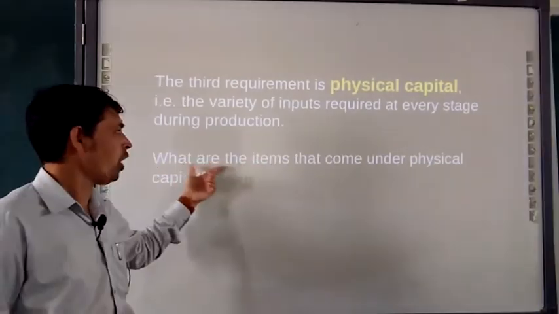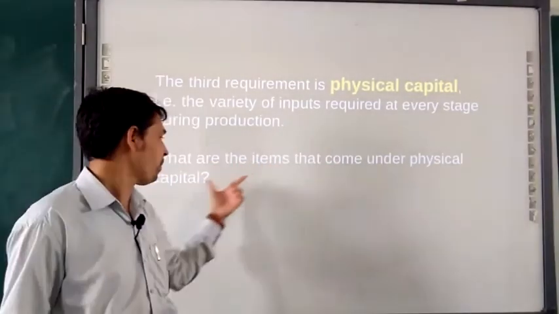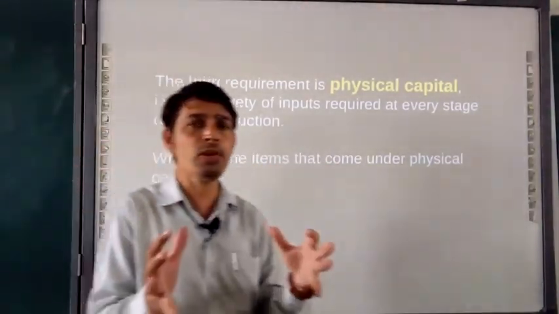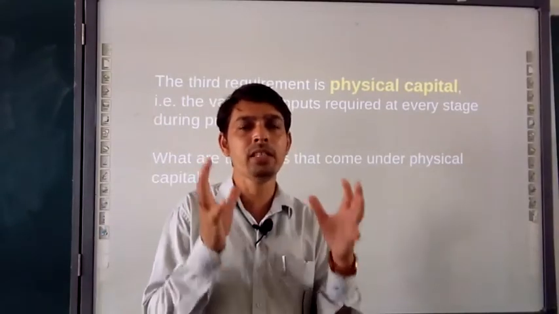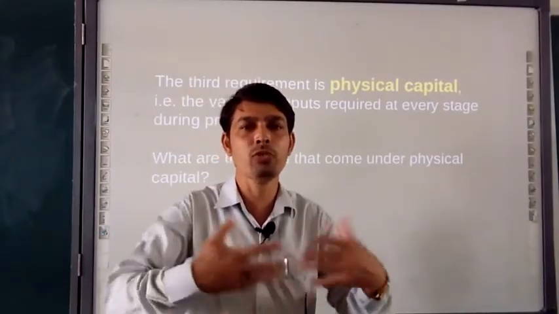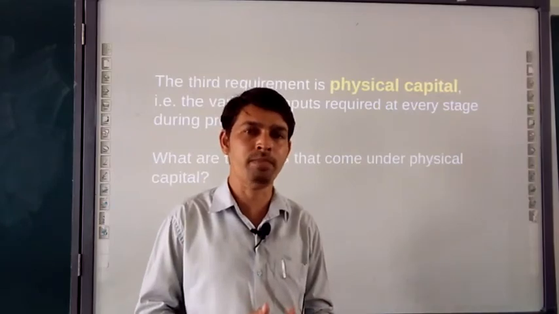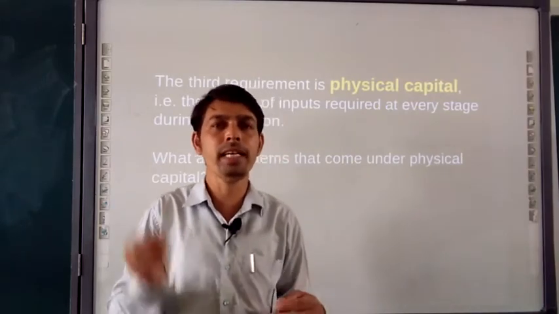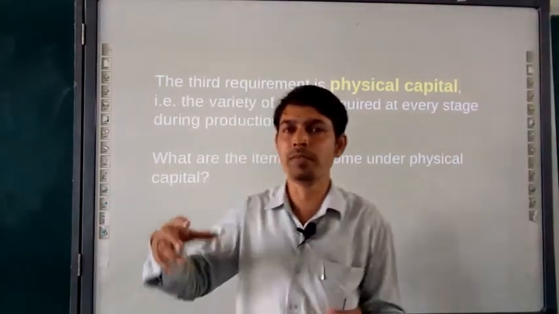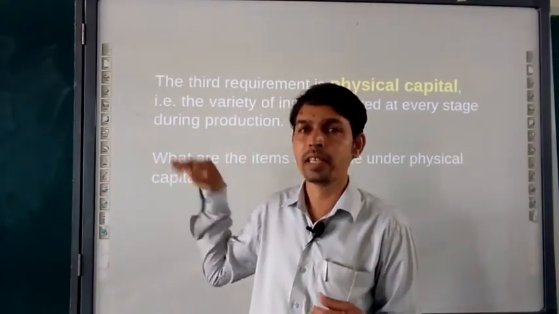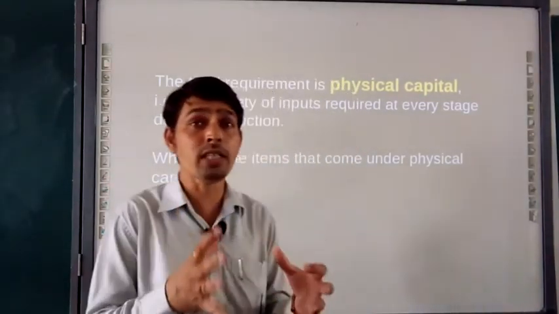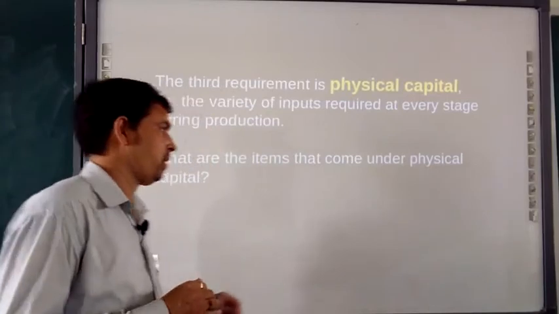Next, what are the items that come under physical capital? Here we are going to see, in the form of A and B, that physical capital is divided into two more parts. In each and every step of the production we require different investment. So what are they? Let's see.